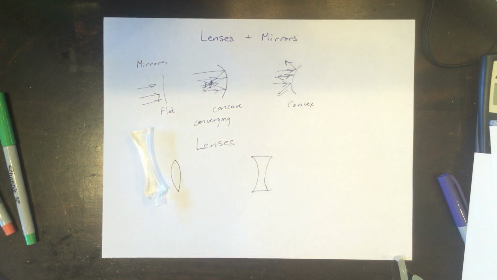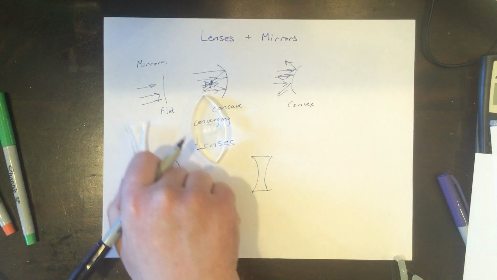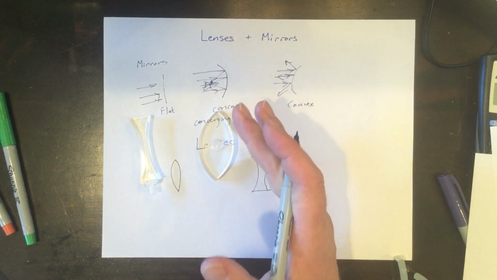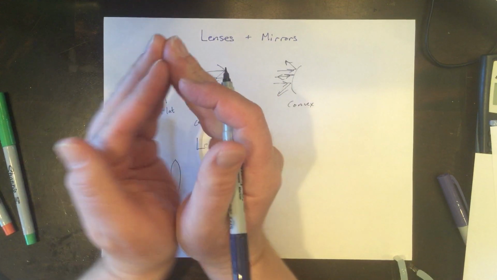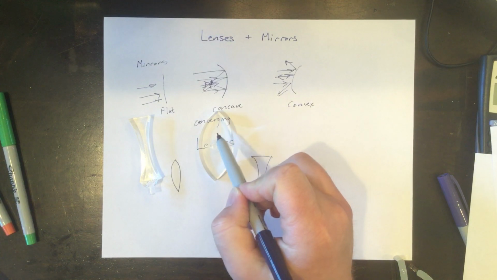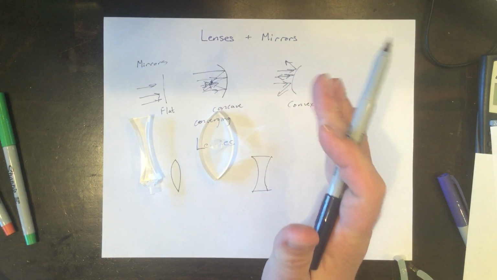I did not know where my converging one went. Here it is. But if you take a look at those, those are pretty thick, okay? And in class, we focus on lenses that are not like this, but really, really thin. And the reason for that has to do with refraction.